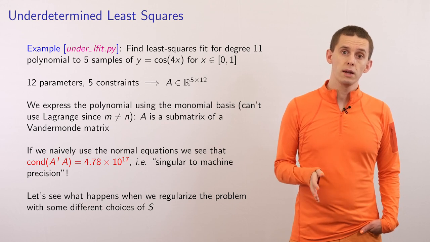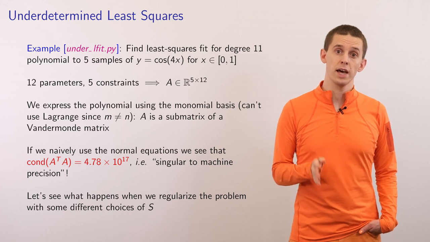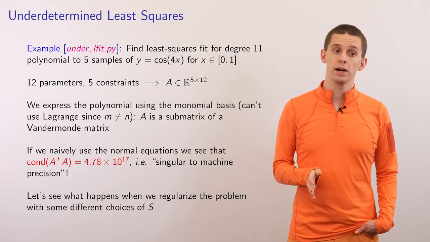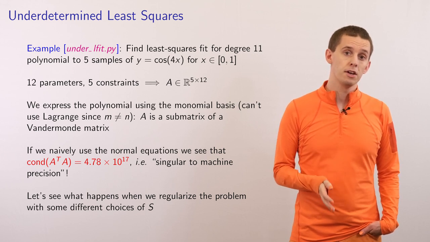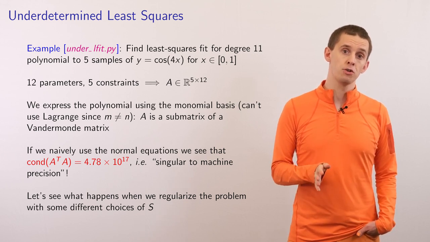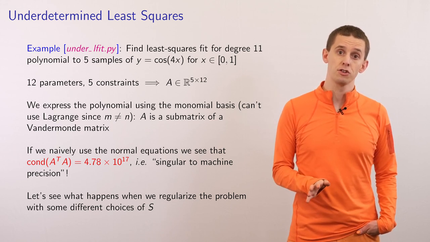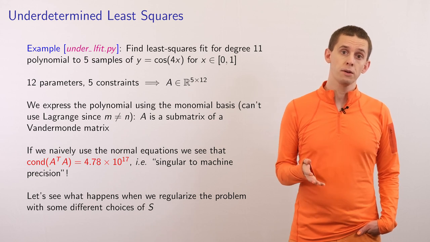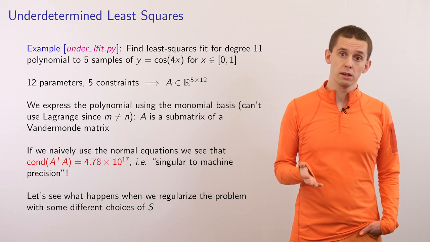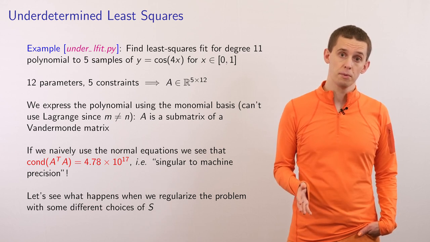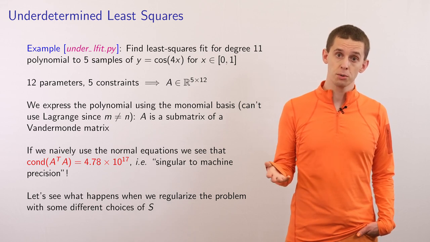So if we try and calculate the condition number of the matrix A transpose A, then it works out to be 4.78 times 10 to the 17. And essentially, this is telling us that our matrix A transpose A is singular, just as we expect due to its rank deficiency. And this value that we get, around 10 to the 17, essentially tells us that we're seeing rounding error. And we expect that we'll get rounding errors on the scale of machine precision.